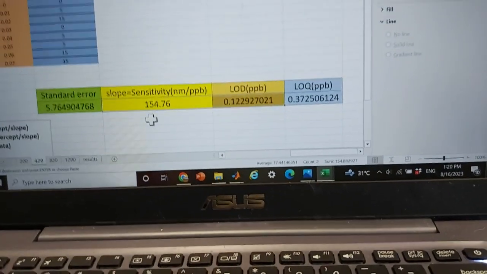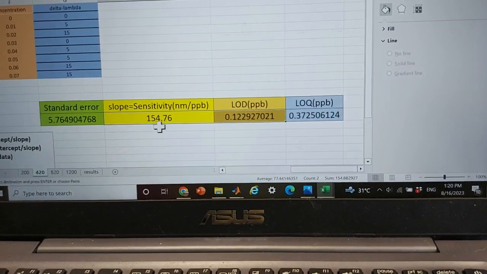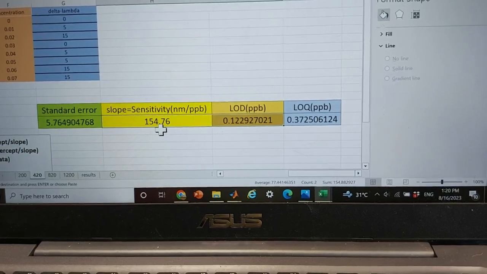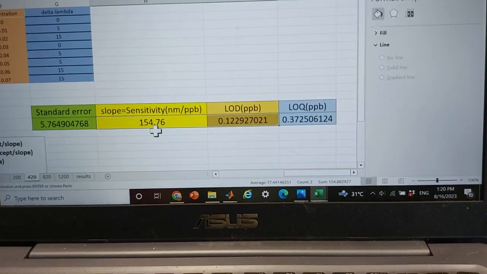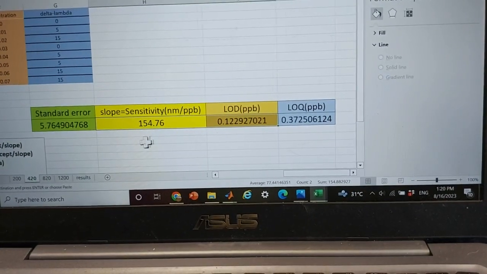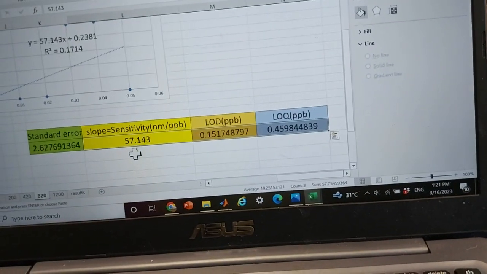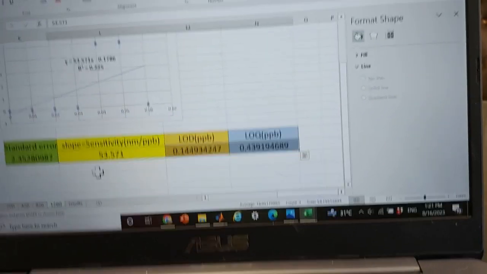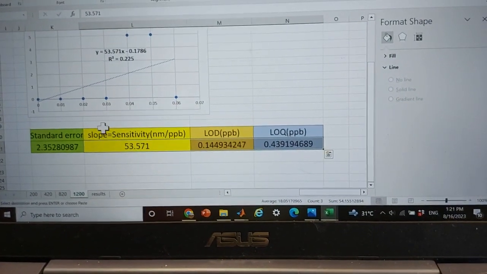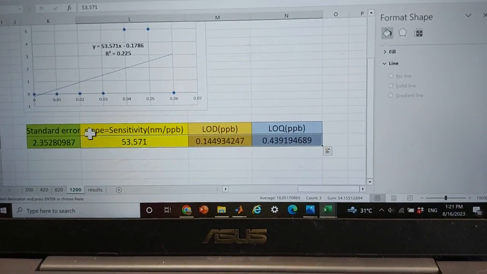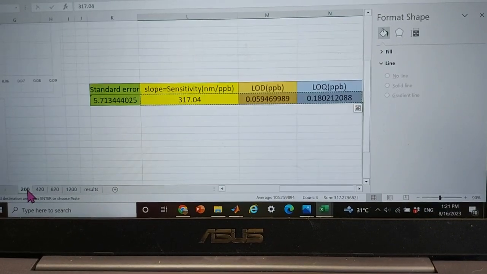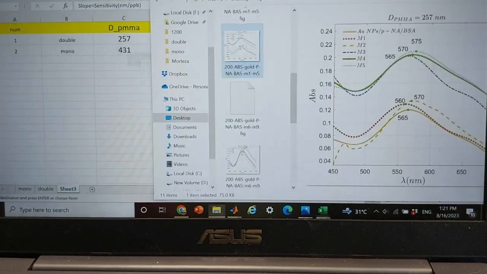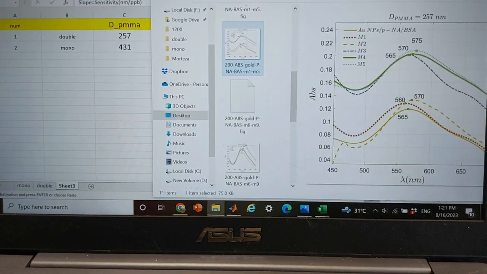In this one, it is 154 nanometer per ppb. And this one 57, and this one 53. So everything is logical. Every behavior that we have seen is logical, but it is different from what I expected.